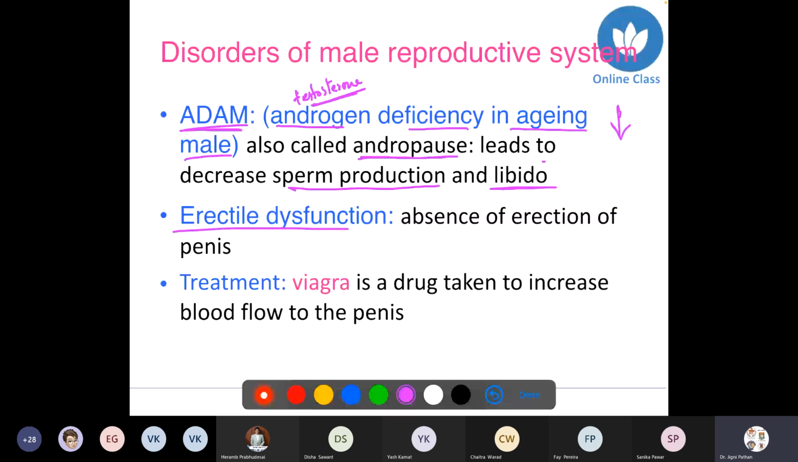Erectile dysfunction. Erectile means, as I have told you, the penis needs to erect. We need it to stand, and only then is the penis functional to transport the sperm into the female reproductive tract, or into the vagina. If that is not functioning, that condition is called erectile dysfunction. The treatment for erectile dysfunction is Viagra, a kind of drug which is taken to increase the blood flow to the penis so that it can erect.